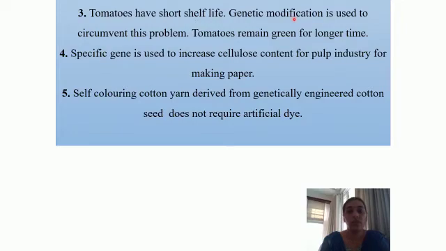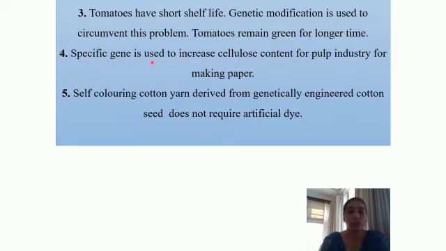Genetic modification is used to circumvent this problem. So this problem can be solved with the help of genetics, and we can produce those varieties of tomatoes which can remain green for a longer period of time. So by genetically modifying the tomatoes, we have been capable of achieving varieties which can remain green for longer, and that will increase the shelf life of the tomatoes.